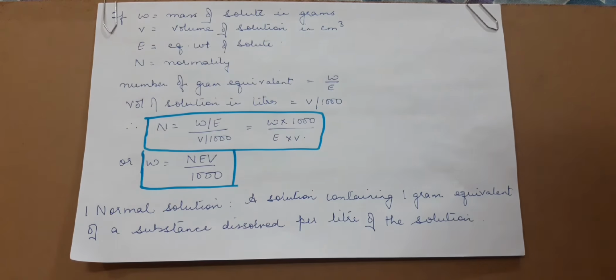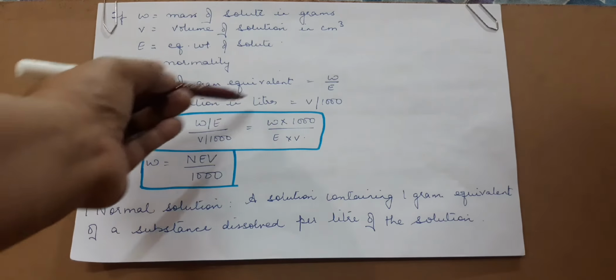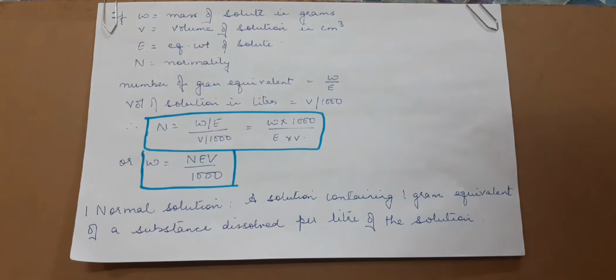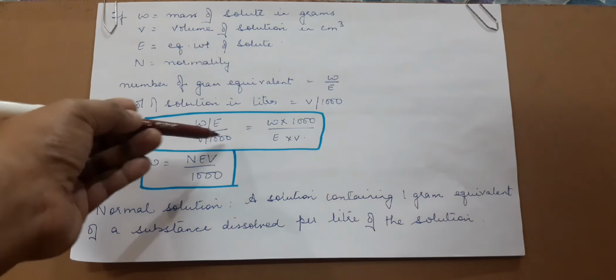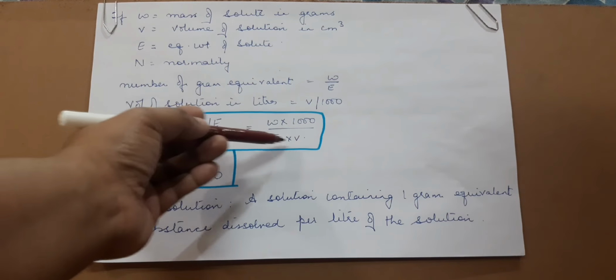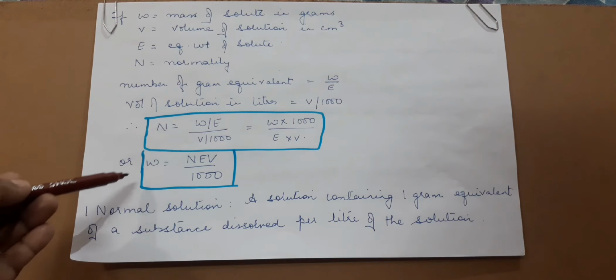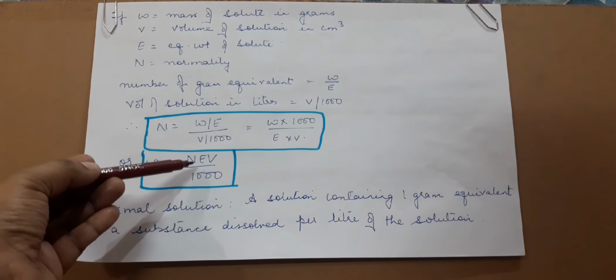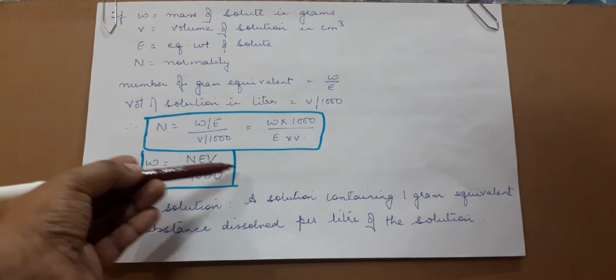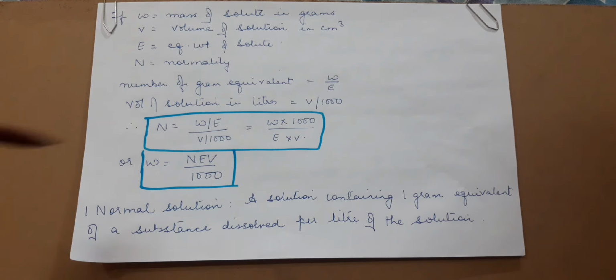Suppose we have V ml of the solution, that means V by 1000 in terms of liters. So number of gram equivalents is W by E, and volume of solution in liters is V by 1000. So what would be normality? W by E divided by V by 1000, that would be equal to W into 1000 by E into V. So what is W? It is the weight of the solute taken. Normality into equivalent mass into volume of the solution divided by 1000 is the mass of the solute in grams. This is a very important formula which you should remember.